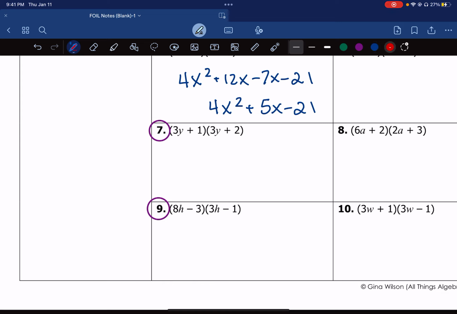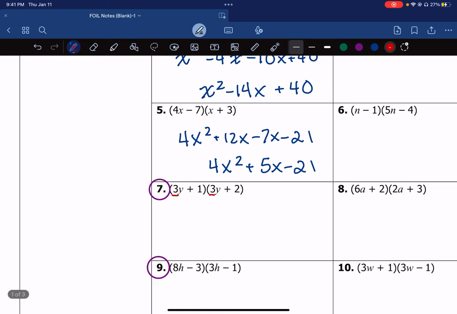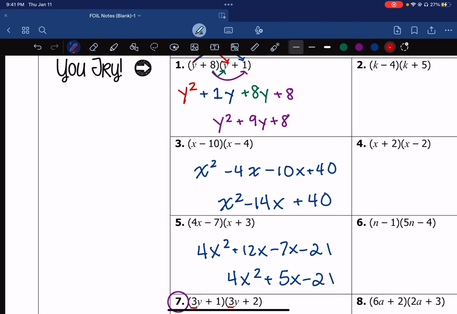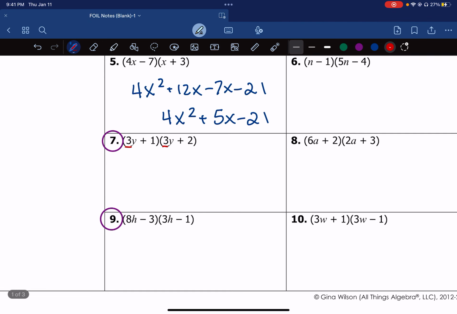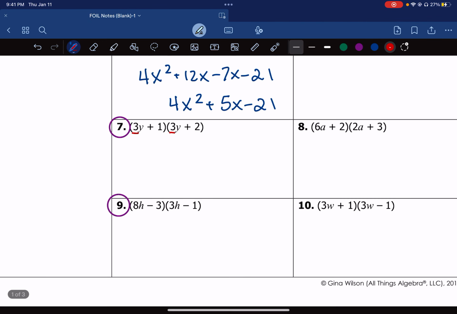The reason I stopped us on these two is because now we have coefficients in front of our y values here. All right, the other thing is they've switched from using x's to using y's, or like here they used y's. It doesn't matter, just like it doesn't matter all the other times. So we've got 3y times 3y. That's going to be 9y squared. All right. And then we have 3y times 2. So that's plus 6y.